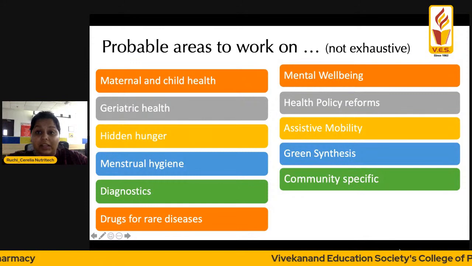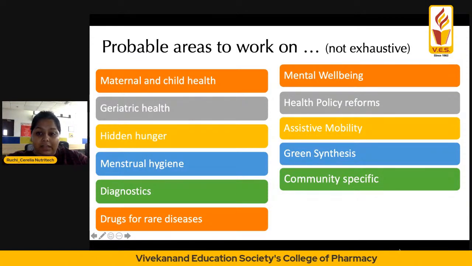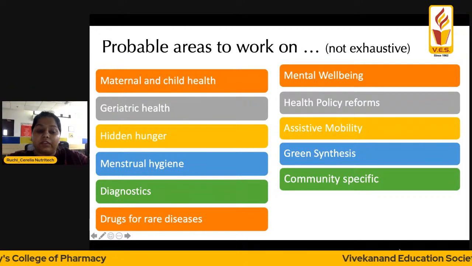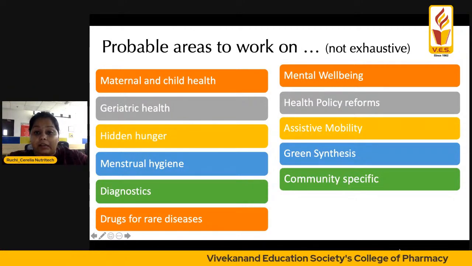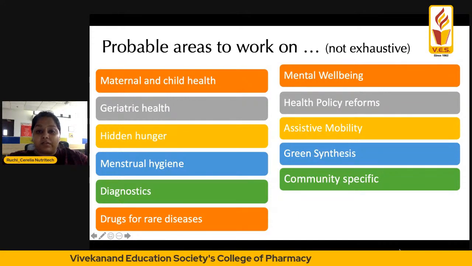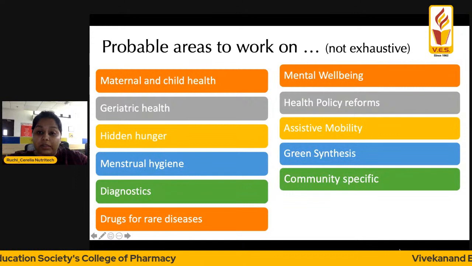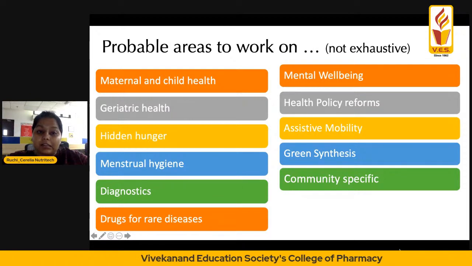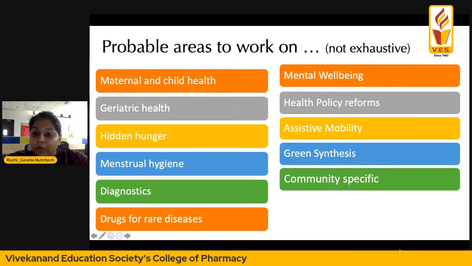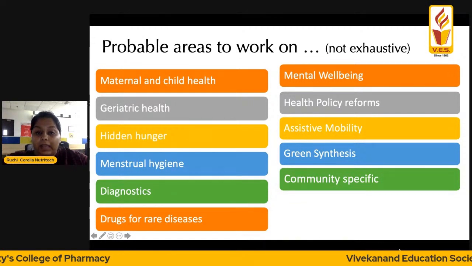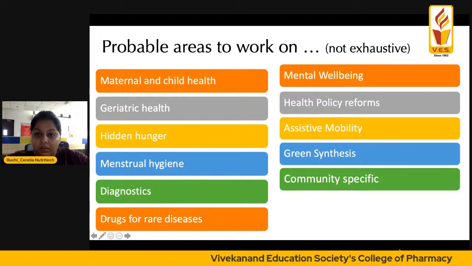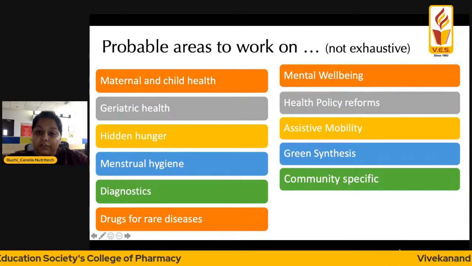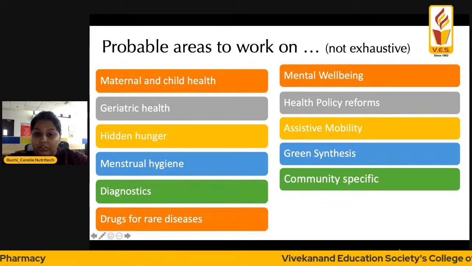Mental well-being is another, especially considering the tormenting time that we have faced in the past due to the pandemic. Mental well-being is another problem which needs a lot of good solutions, which will have a societal impact. Health policy reform. Obviously, the academicians might have limited say in policy reforms, but they have the power of publishing articles. So when you study the policy and find the loopholes in the policy and suggest what type of reforms could be made and publish those suggestions, it might catch the attention of the policymakers.